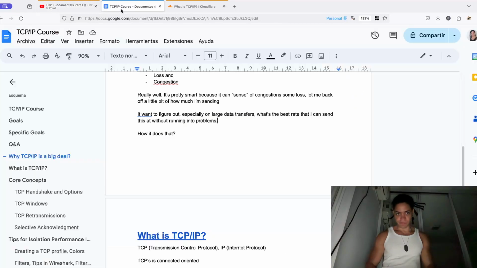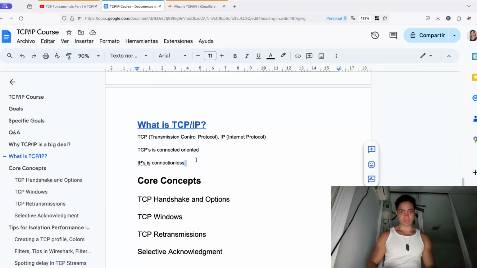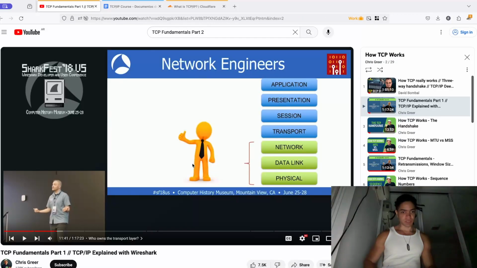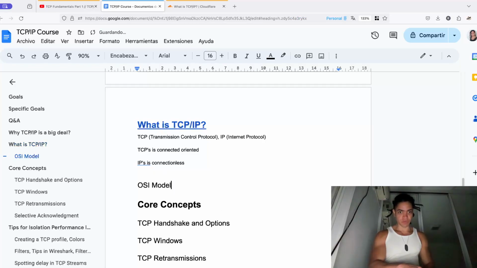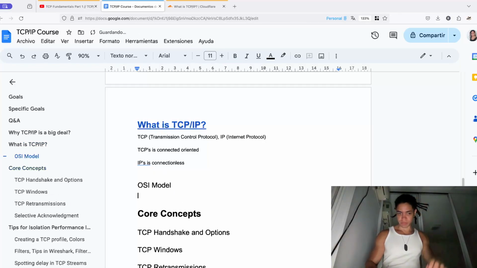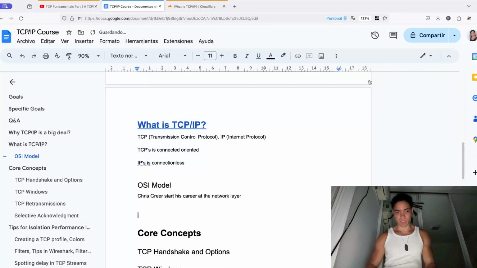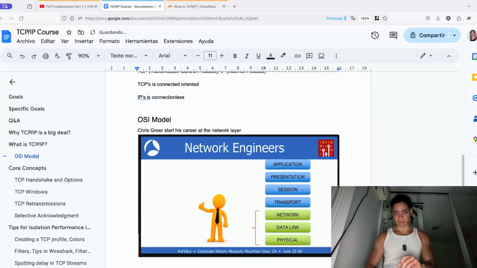So Chris Greer started his career at the network layer. So this is pretty much about understanding the transport layer, the OSI model, right? The OSI model can sometimes be quite boring until you figure out what you can do with it.